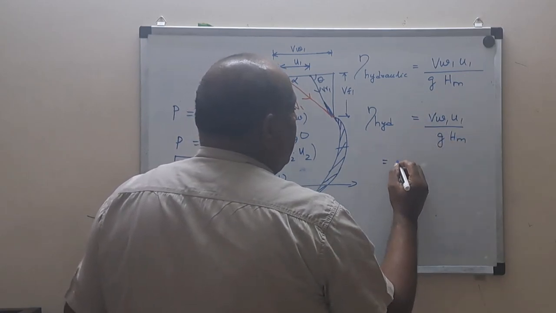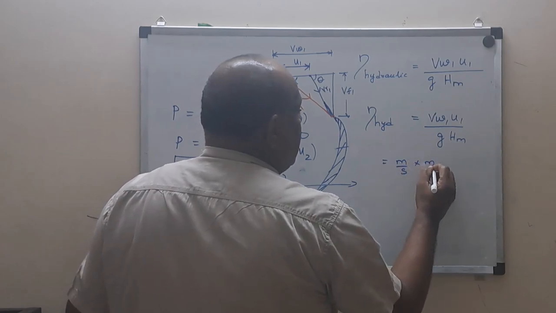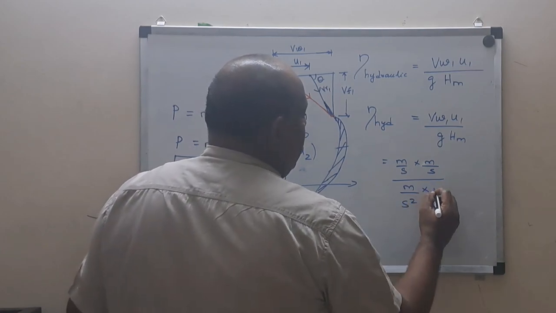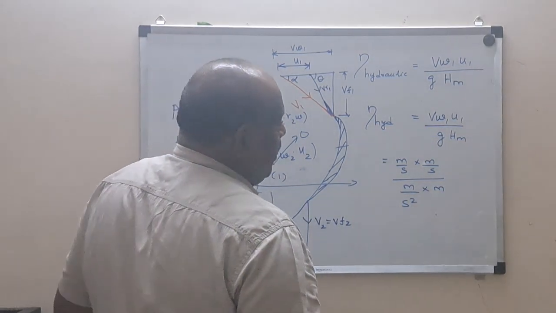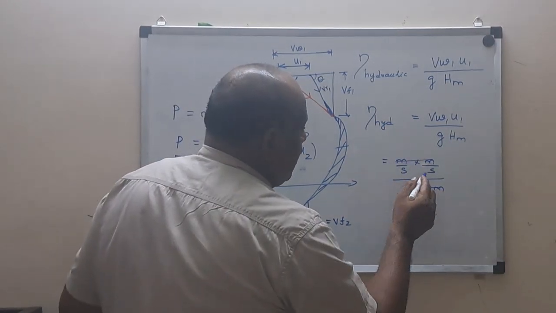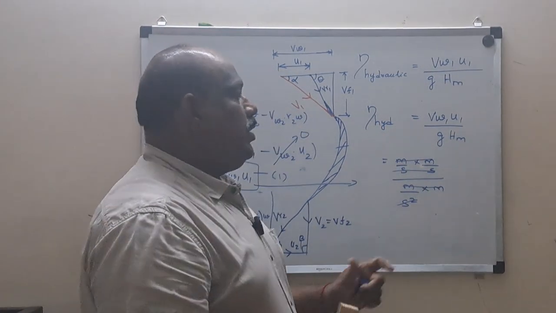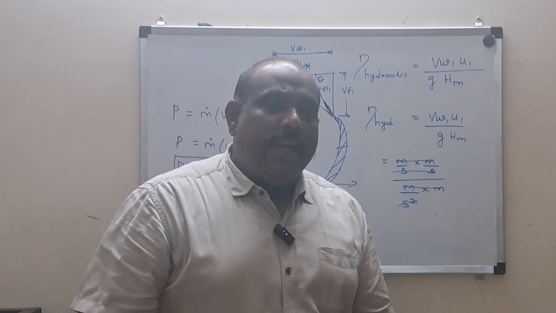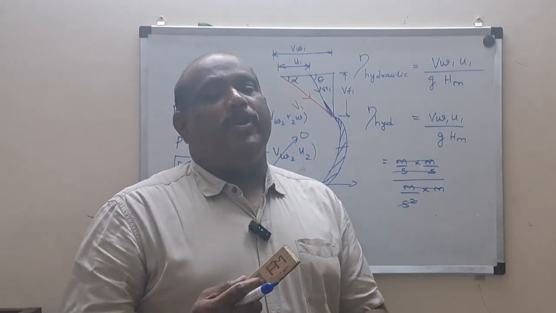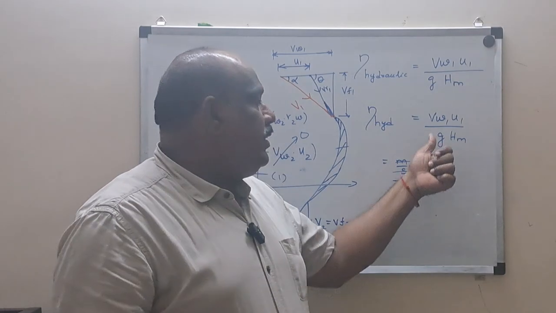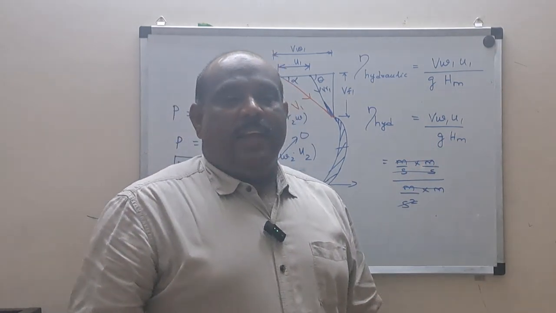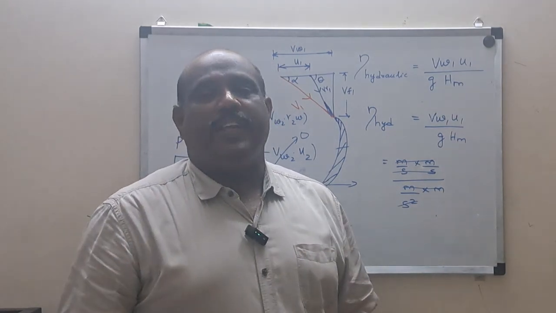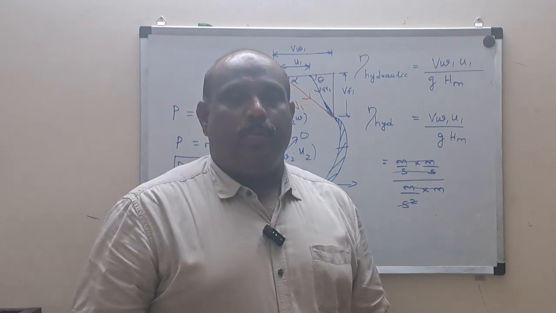You can also compare the units. The unit of Vw1 is meter per second, U1 is also meter per second, g is meter per second squared, into meter. So the meter cancels, the second squared cancels, and the unit will be unitless. It is efficiency. That is why we take work done per second per unit weight: only then will the units tally and become unitless, and only then will it become efficiency. That is the reason we are taking work done per second per unit weight. I hope you got it.